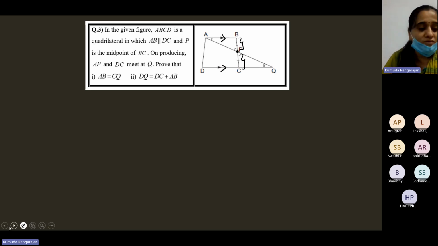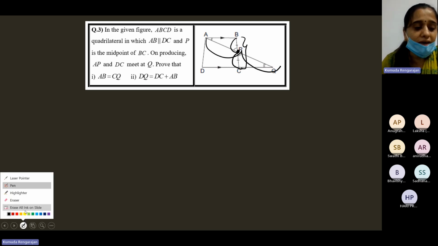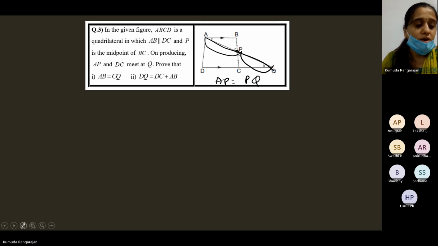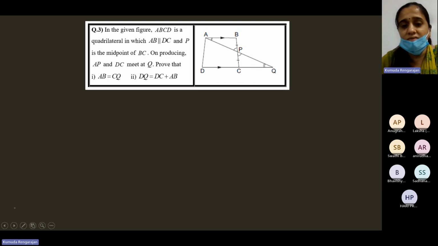Now, sometimes we get confused or make this mistake. P is the midpoint of BC, no? So BP is equal to PC, not AP is equal to PQ. If you have to take AP is equal to PQ, then it should be given that P is the midpoint of AQ. But what is given in the question? It is given that P is the midpoint of BC. That means BP is equal to PC, and that's it.